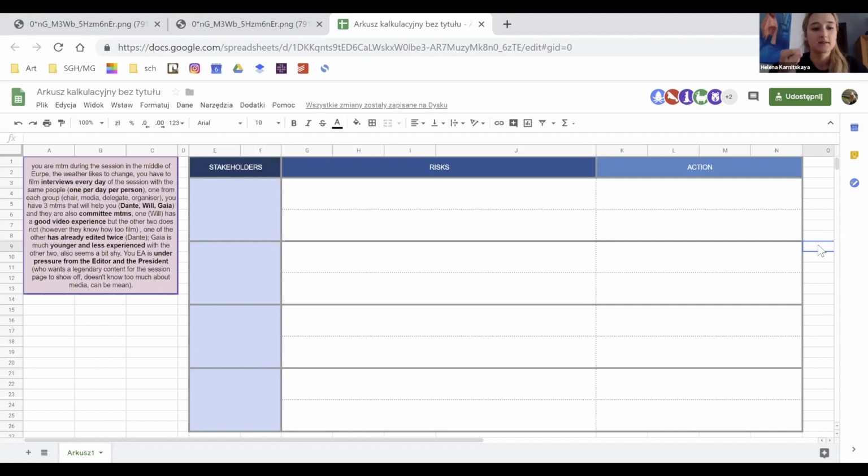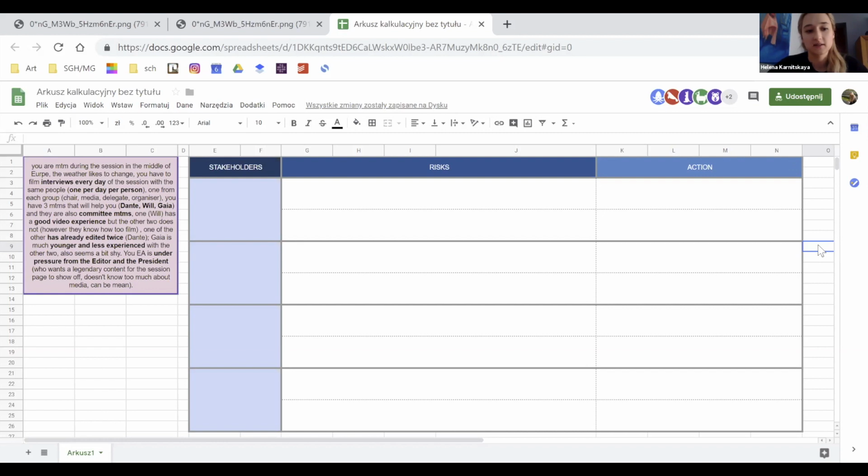Your EA is under pressure from the editor and the president, because the president wants the legendary content that the session page can show off, and also the president doesn't know much about media, but can be very mean and aggressive with direct contacts with some session participants.